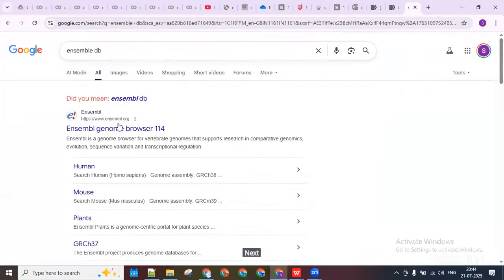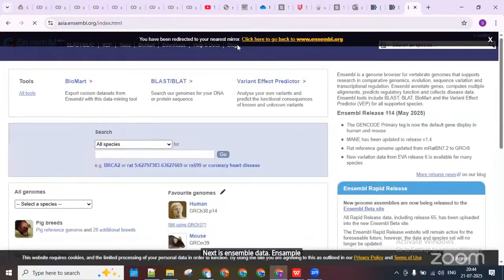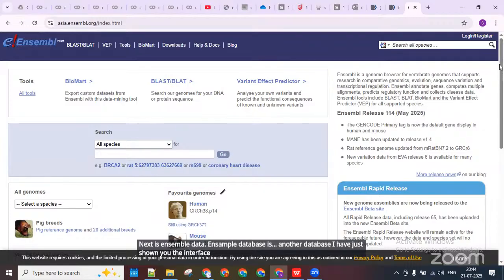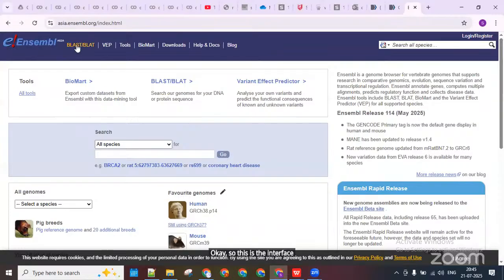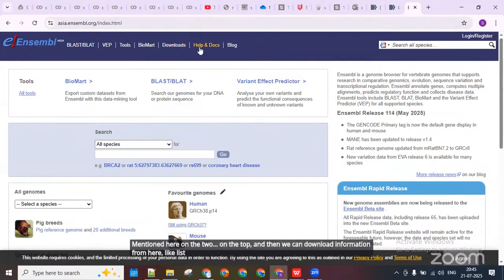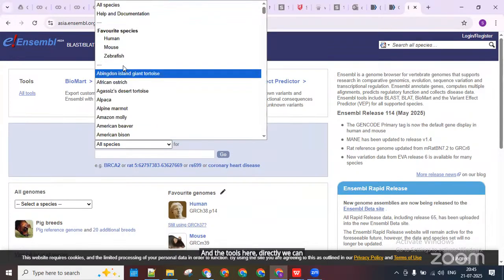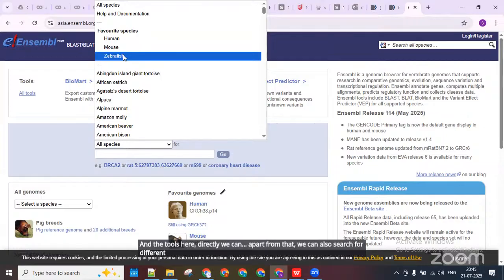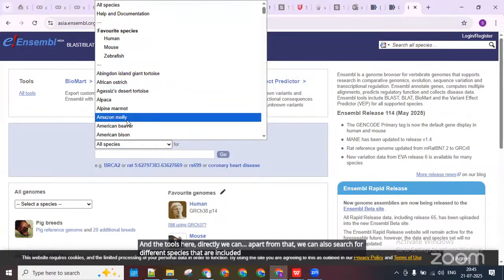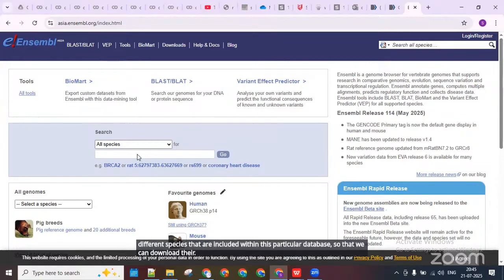Next is Ensembl data. Ensembl is another database, and I have just shown you the interface for the Ensembl database. This is the interface where we have the list of tools mentioned on the top, and we can download information from here, like lists of genes and other information. We have documentation, related blogs and the tools here. Apart from that, we can also search for different species that are included within this database so that we can download their related genes.